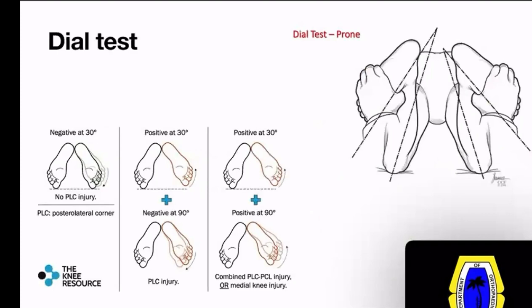So dial test, no, just the same. So look at the picture, no, negative at 30, no PLC injury. A positive at 30, but negative at 90, positive PLC. A positive at 30, positive at 90, combined PCL, PLC. Okay? And the purpose of dial, again, is to test for posterolateral knee instability.